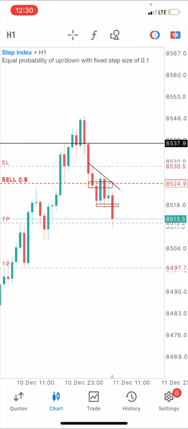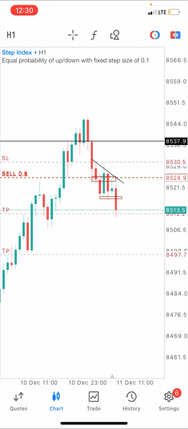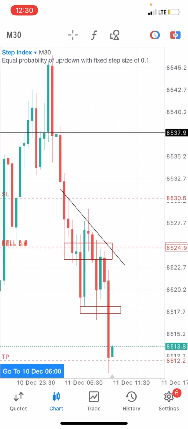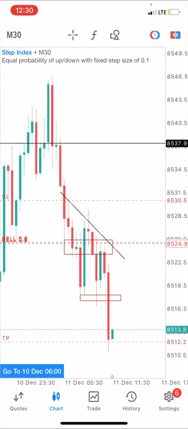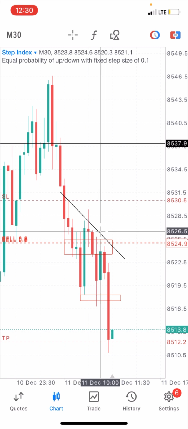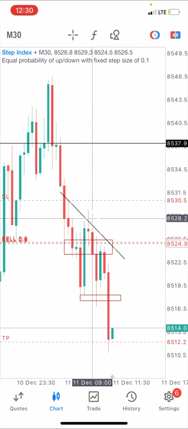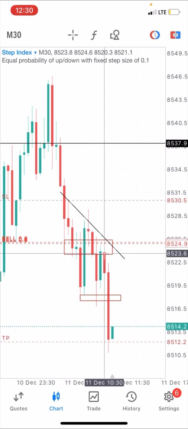Start creating something that looks like a mini trend. You can see clearly on this time frame, so we are going to have to switch to the lower time frame. Okay, so we go to the 30 minutes time frame. You can see what I'm saying here. You can see that at this level price had retested this trend line and then started just going down.